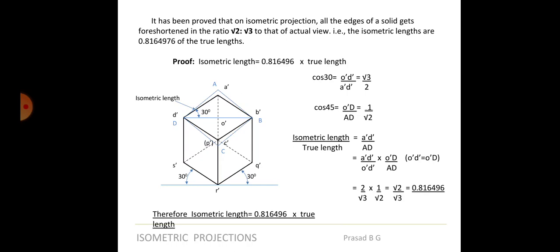So what you need to keep in your mind is that whenever you draw an isometric drawing, that has to be drawn at a ratio, whatever value, multiplied by 0.8164. So that's what is given in the final statement here. Therefore, isometric length is equal to 0.8164 into true length. That will be isometric length.